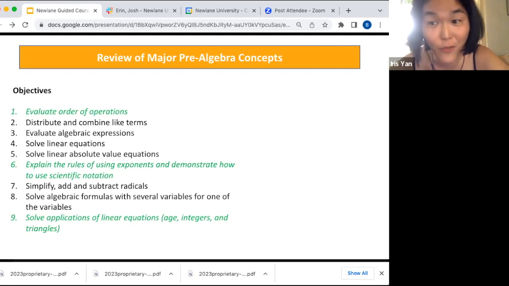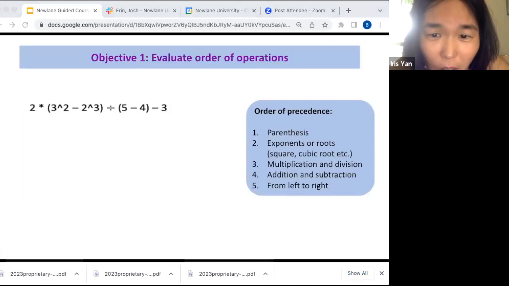So the first thing, actually, the first objective, evaluate order of operation. This is a very important objective, so this is why I chose to illustrate it. Yeah. Let's go to that one.